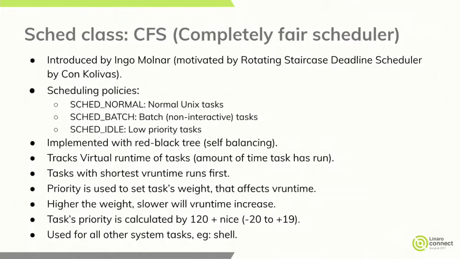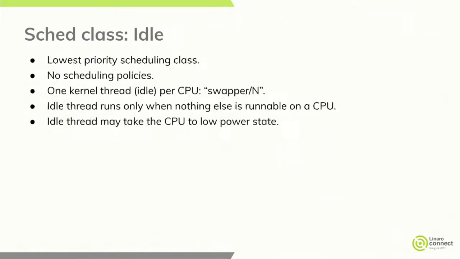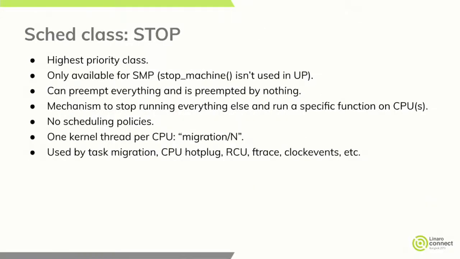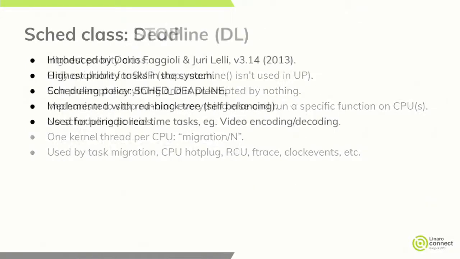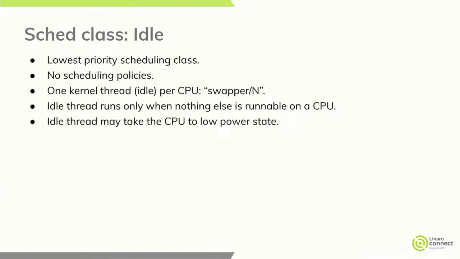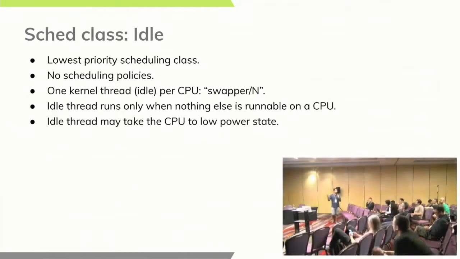So that was CFS. Idle is the scheduling class with the lowest priority. It is not open for any user task. There is only one task ever attached to it, similar to how we saw migration/n here. We have swapper/n here. So whenever you see swapper/0, 1, 2 or something, it is the idle task.